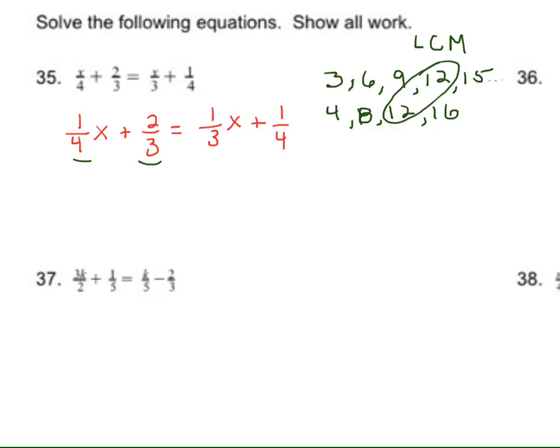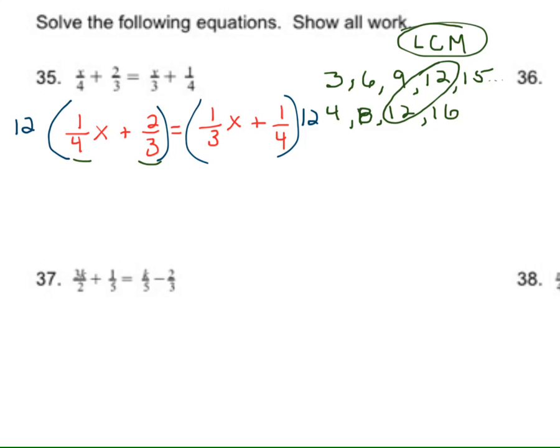Okay, it's also, if you were to add these fractions, the common denominator you would use. But we aren't going to add these fractions. Instead, we're going to use the common denominator, or the LCM, to get rid of all these fractions. Remember, one of the things we can do in solving an equation is multiply both sides of an equation by the same thing. And so in this case, we would multiply both sides of the equation by that LCM, 12.